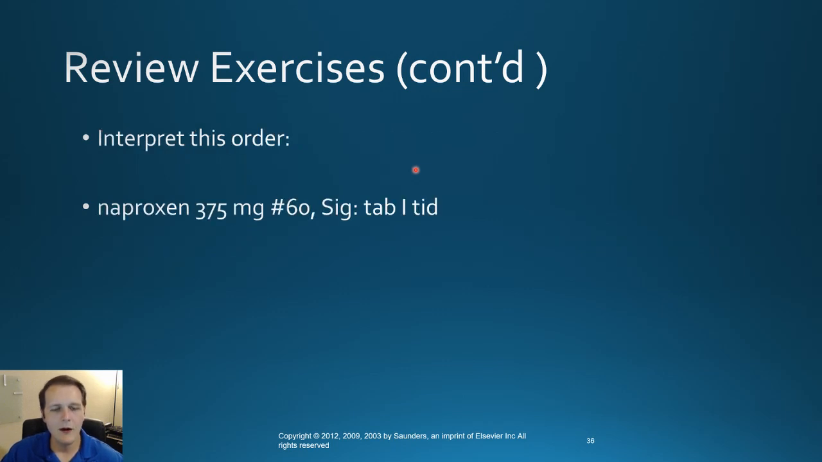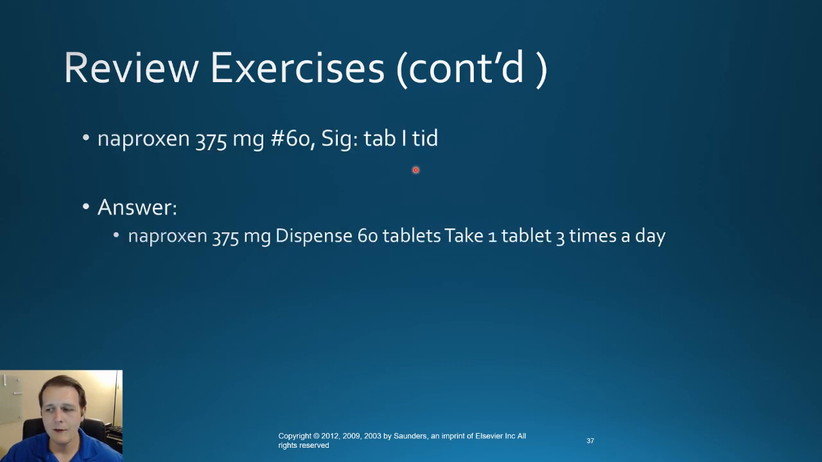All right, next up we have naproxen, 375 milligrams, number 60, tab 1 TID. What does that mean? So we would interpret this as naproxen, 375 milligrams, dispense 60 tablets, take 1 tablet 3 times a day. Now notice here, this isn't a full month's supply, so sometimes you'll do that intentionally, but we may actually ask a question about that, because if you put refills on this, potentially that wouldn't really make sense. Normally, if you're giving a 3 times a day drug, we'd expect to see 90. But in this case, it only worked for 60, so it'll only cover about 20 days or so.